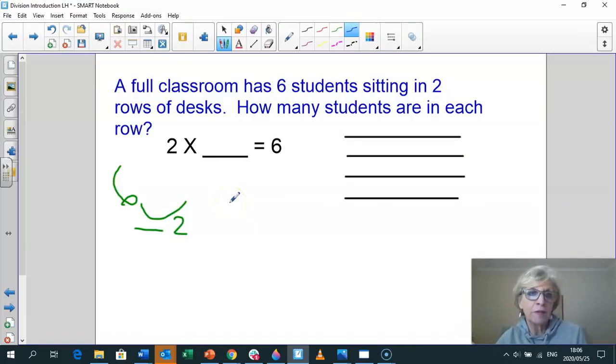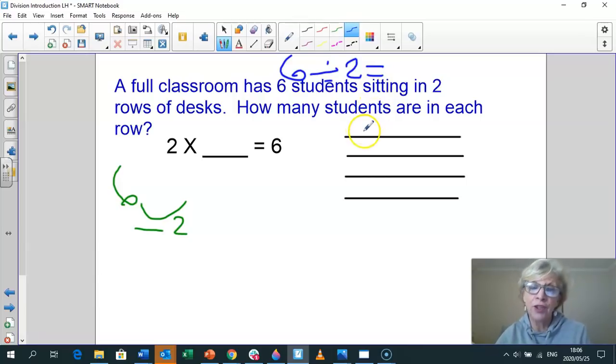Now, here's another one. A full classroom has 6 students sitting in 2 rows of desks. How many students are there in each row? So what is my division sum here? It is 6 divided by 2 equals. Now, I know I'm going to start with my array. Let's do that. I'm going to put 2 in each of my rows. And then I count how many rows I have used. Well, how many have I used? 1, 2, 3. All right, so 6 divided by 2 is 3.